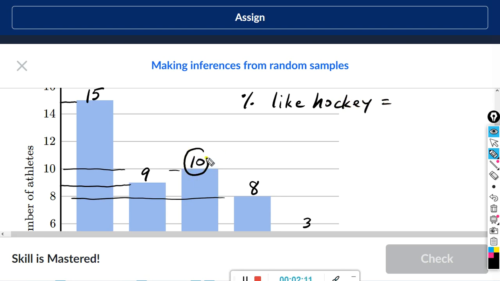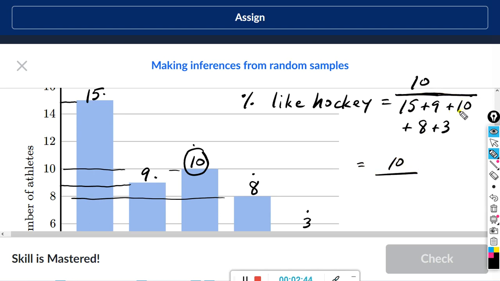that's going to be 10 out of the total. Okay, so 15 plus 9 plus 10 plus 8 plus 3. Okay, these numbers added together, they are all in the denominator. All right, so that's going to be 10 divided by, let's see, that's 25 plus 11 is 36 plus 9 is 45. 10 over 45. And reducing that fraction, divided by 5 is 2, divided by 5 is 9.